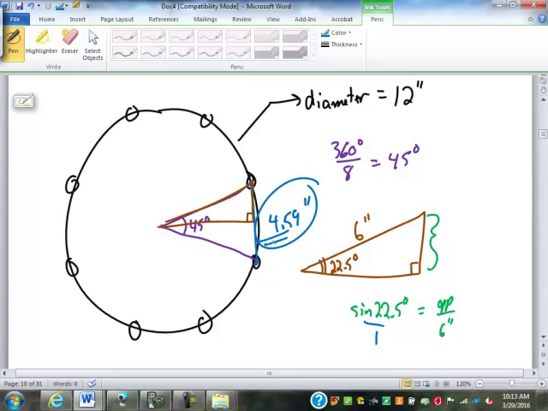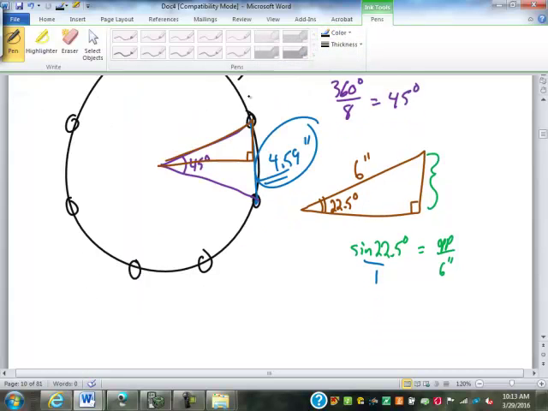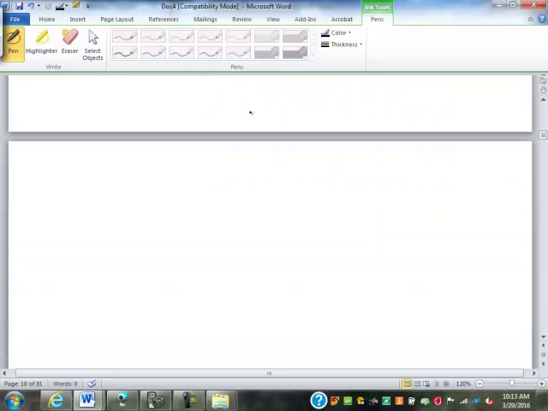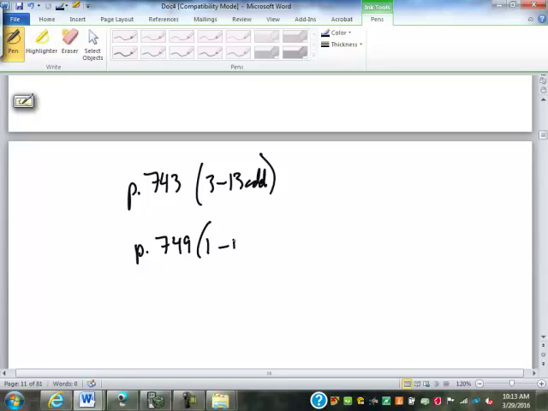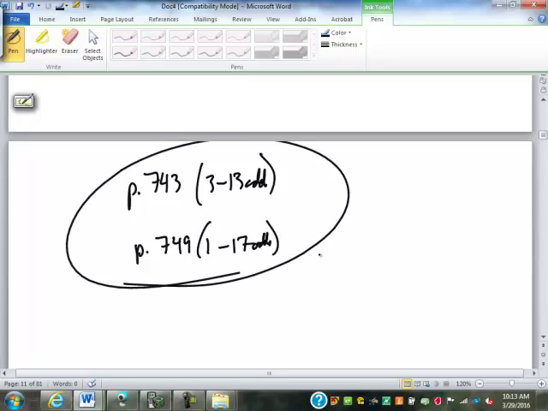Good deal. Well, we've got about 6 or 7 minutes left here. In your book, on page 743, there's problems 3 through 13, the odds. And also on page 749, 1 through 17, the odds. The second set is going to be a little more difficult to find the right triangles, so be patient with yourself and just make sure you find them.